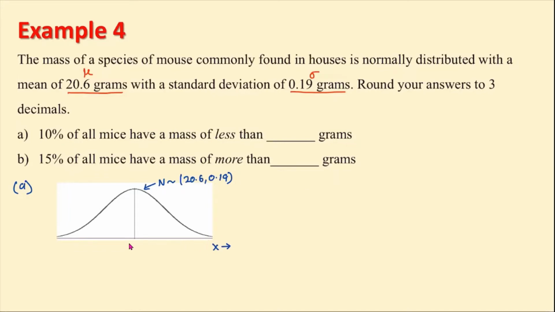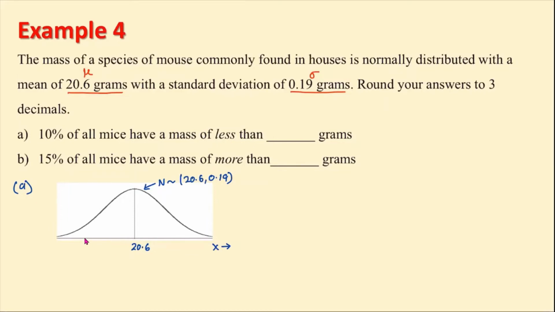So if you think of the weight as along the x-axis, here we have 20.6. You can see below 20.6, we have 50% weight. And above 20.6, we have another 50% weight. Here we want the weight so that the 10% will be below that. Okay, 10% of all mice have the mass less than how many grams?